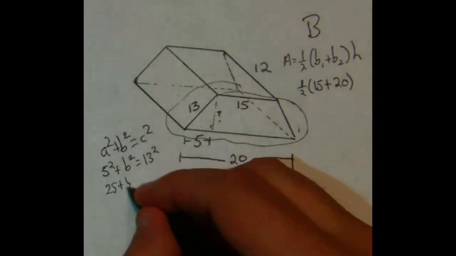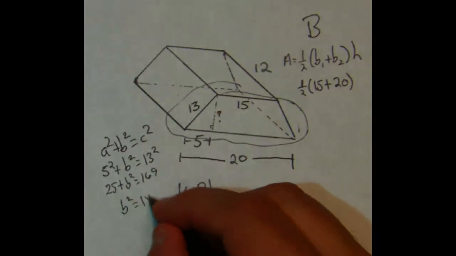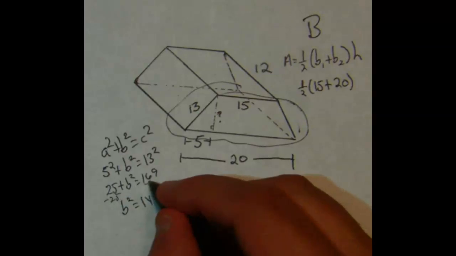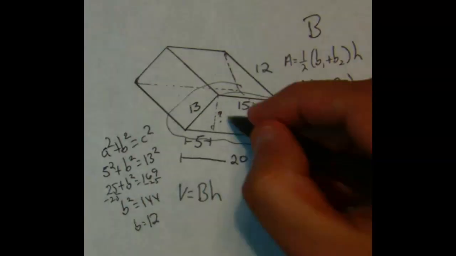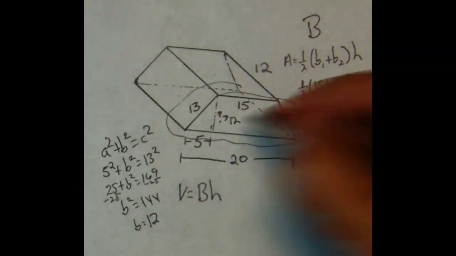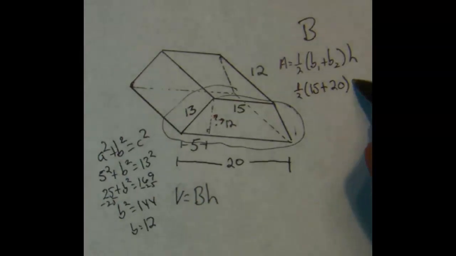25 plus b squared is 169. B squared is 144 because you have to subtract. So b equals 12. Alright, so 12 is the height of our trapezoid. So I will place 12 right here.